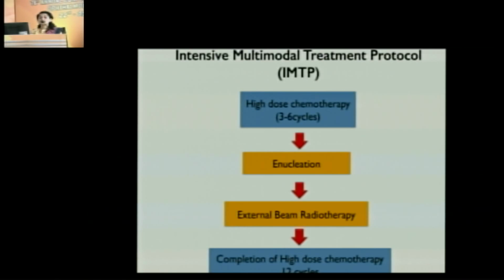How does it work? It starts with high-dose chemotherapy, the same protocol of vincristine, etoposide, and carboplatin as in any other retinoblastoma. We administer 3 to 6 cycles, and then we re-evaluate the child radiologically for complete radiological regression of the orbital component of the tumor. If we find that there is radiological regression, then the child undergoes enucleation. After that, external beam radiotherapy in the form of linear accelerator and stereotactic radiotherapy is administered, and then there is a completion of high-dose chemotherapy for 12 cycles.